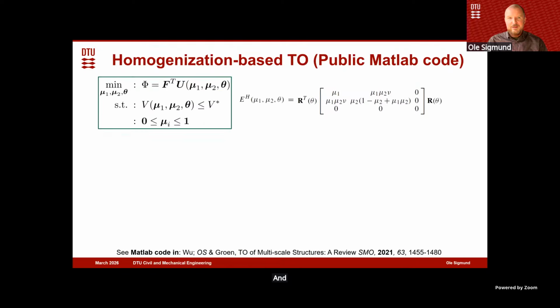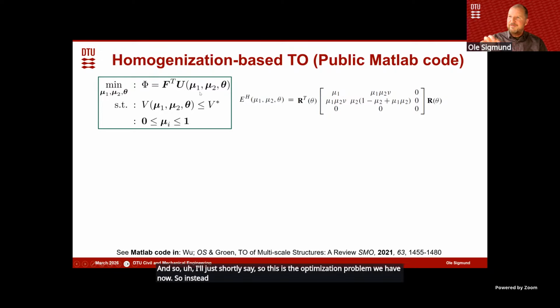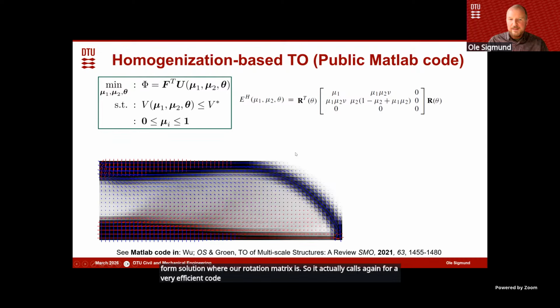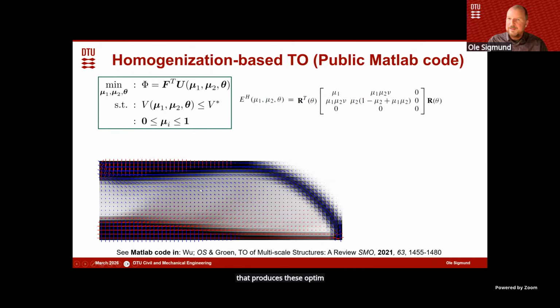And so I'll just shortly say, this is the optimization problem we have now. Instead of 1 density variable per element, we have 1 rotation variable per element, theta, and then those 2 lamination parameters. And the effective properties are given by this closed form solution where R are rotation matrices. So it actually calls again for a very efficient code. And in fact, in the review paper that we wrote with Junwoo and Jerome Grön, there's an attached MATLAB code that produces these optimal homogenized structures. And so the result of this code is the one you see here.